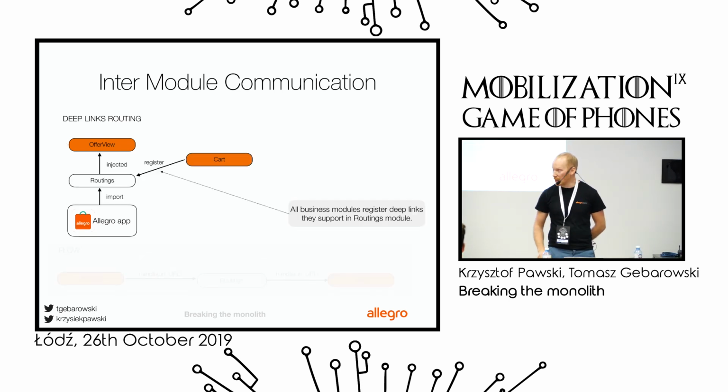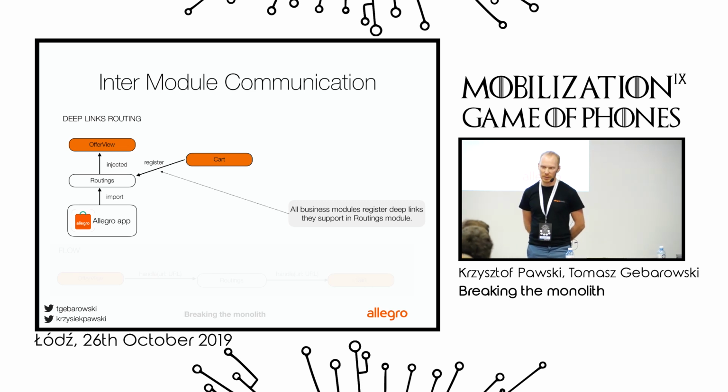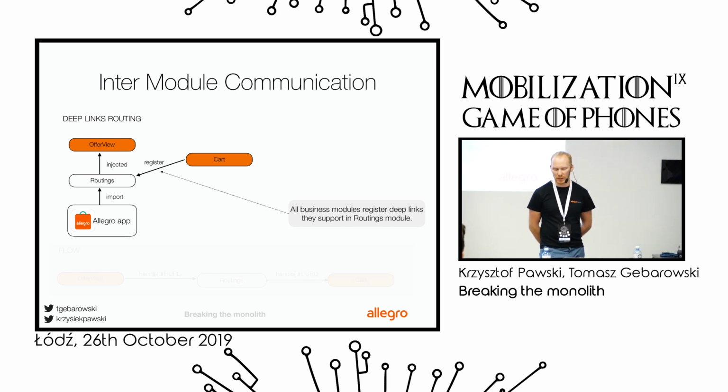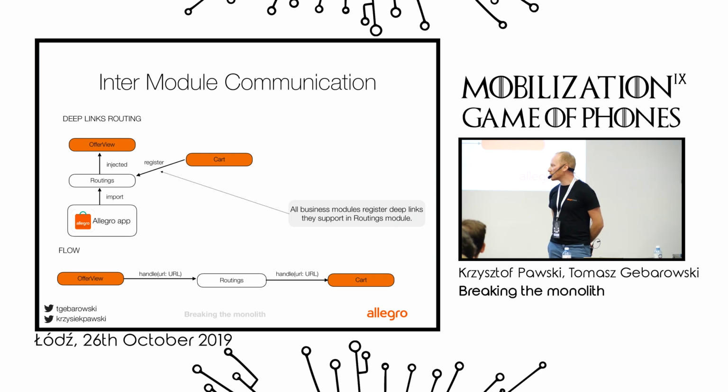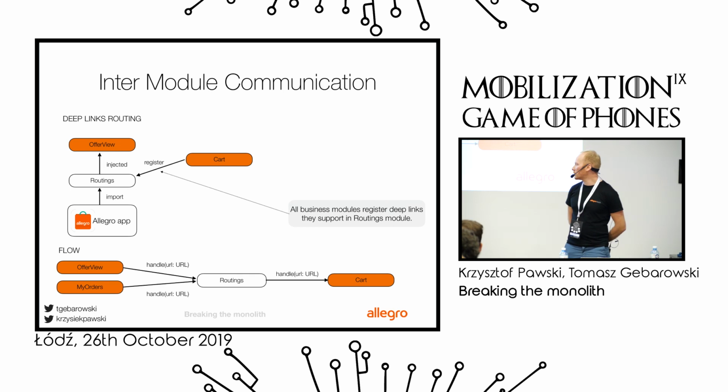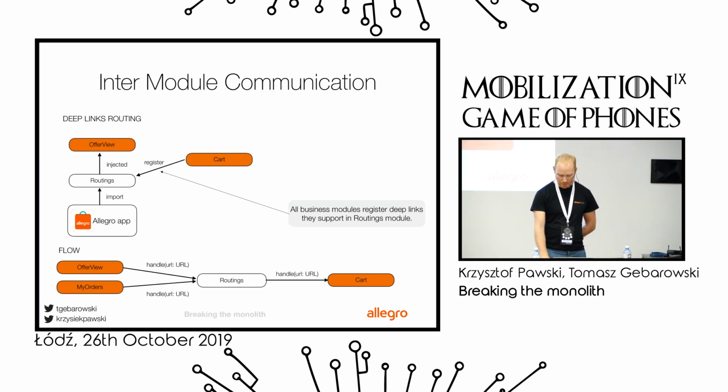So we think that deep links could help us. We would like to have another module, let's say called routings, and it would work in such a way that business modules are registering for handling some deep links, and such a configured module could be injected into business modules and they could work on it. So the flow now looks like this: when the user taps this button, offer view is calling routings with the handle URL method, and routings know which module is handling that URL, so it calls cart's handle URL, and in cart we can implement this logic about showing the view controller. And if another module wants to perform the same action, once again we are just calling routings, so there is no code duplication.